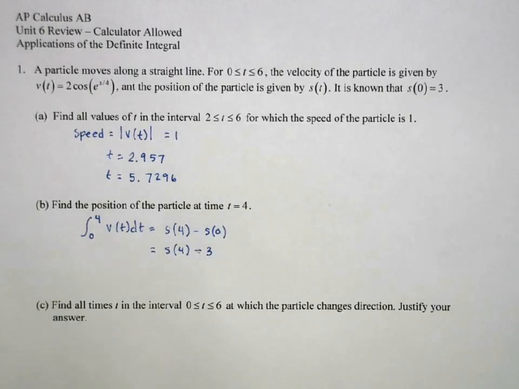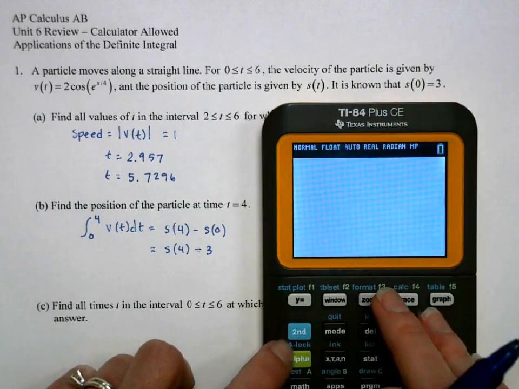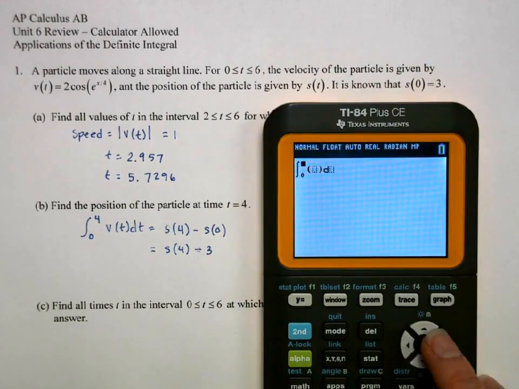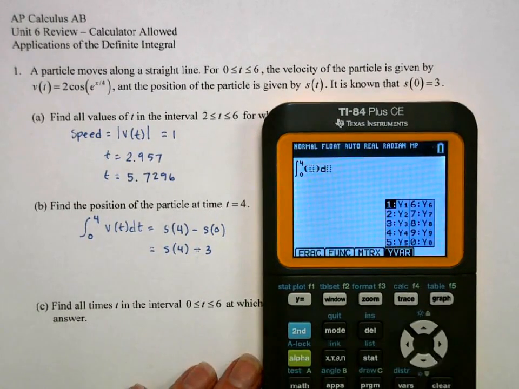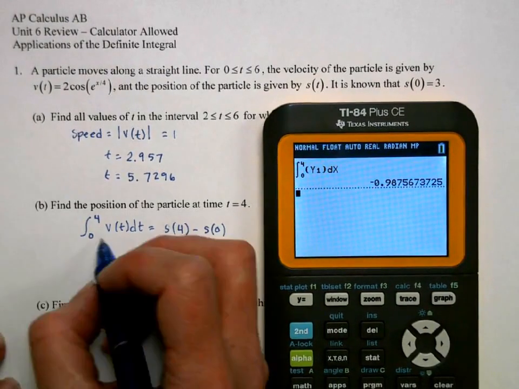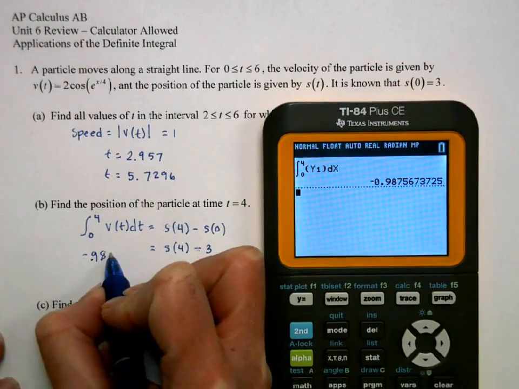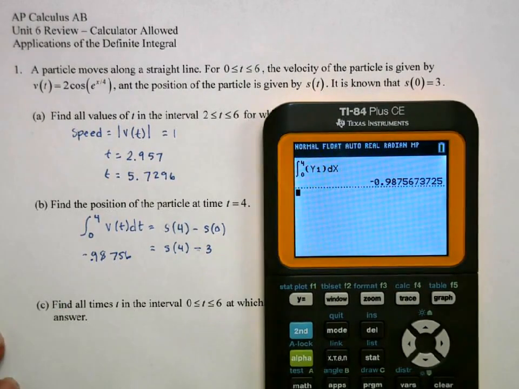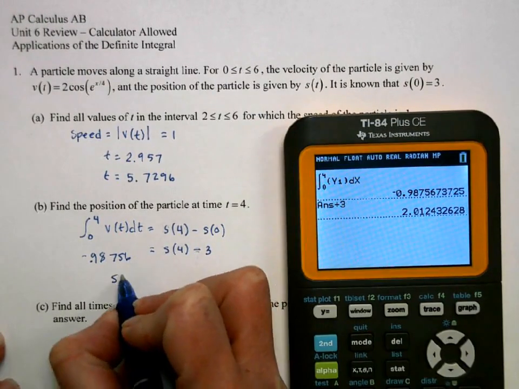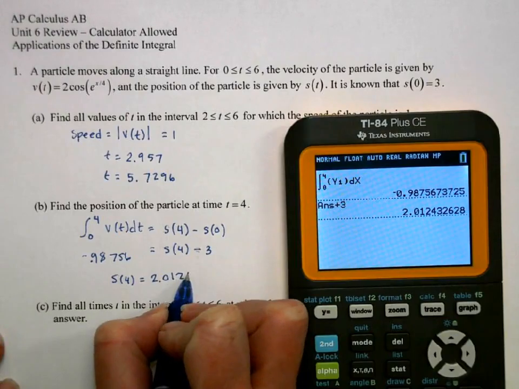Okay, so here we're going to integrate from 0 to 4 of my y1, because that's where my velocity is stored. That gives me negative 9.98756, and then I'm just going to add 3 to that. So my position at 4 is 2.0124.